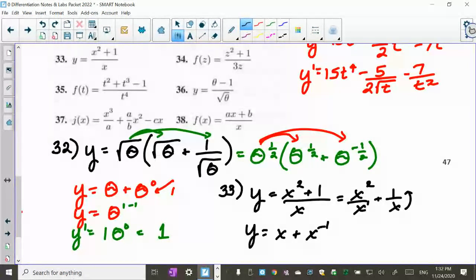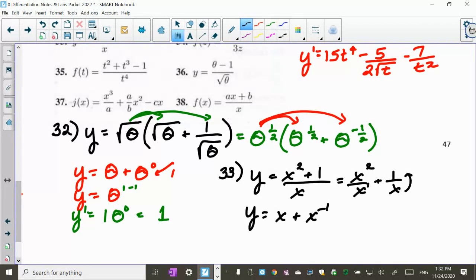For 33, I say, yay, now I can start setting up to do the derivative. So I do y prime. The derivative of x is 1 times x to the 0, or 1. And then I do the derivative. This is minus 1x to the negative 2. Which is the same thing as saying 1 minus 1 over x squared. So there's the derivative for 33.